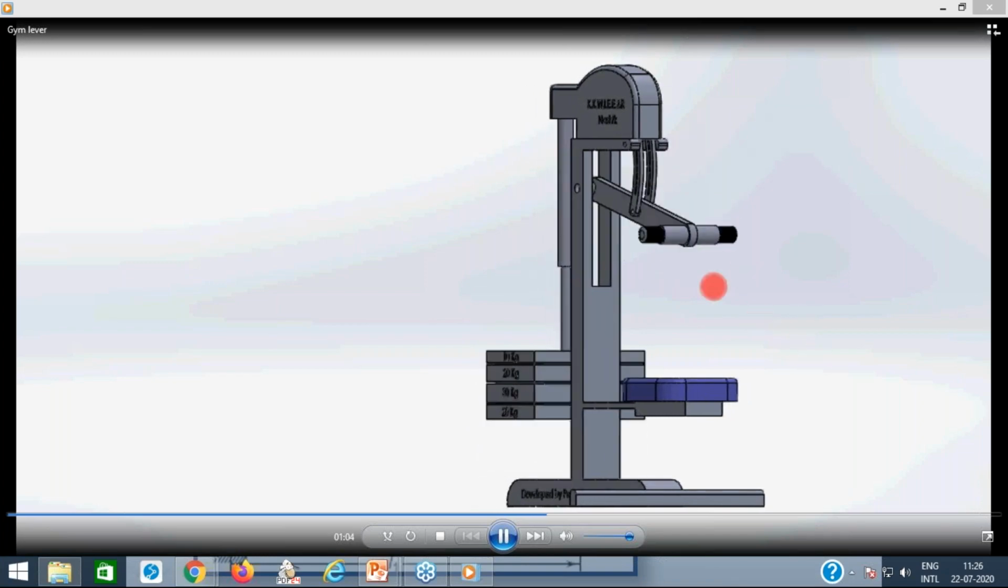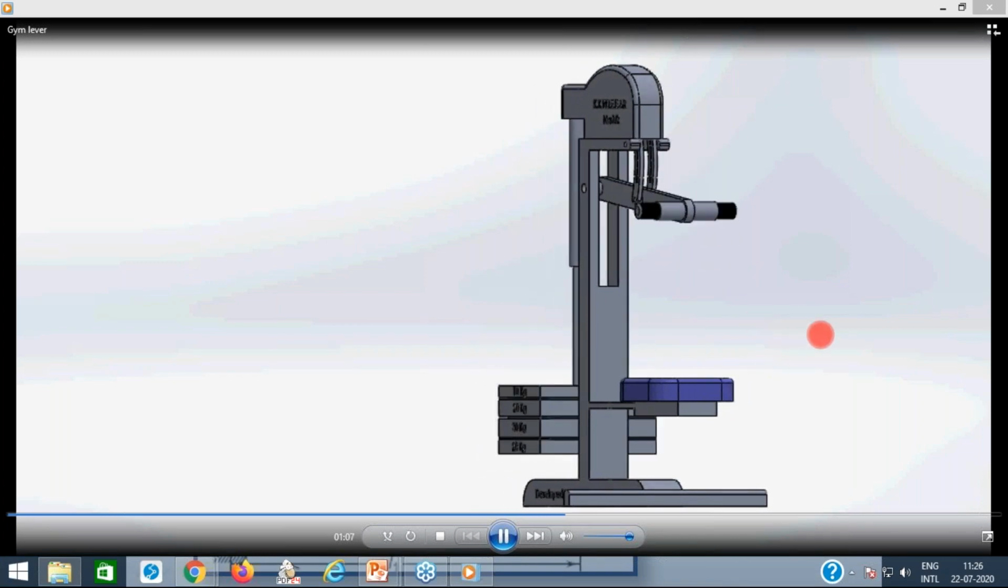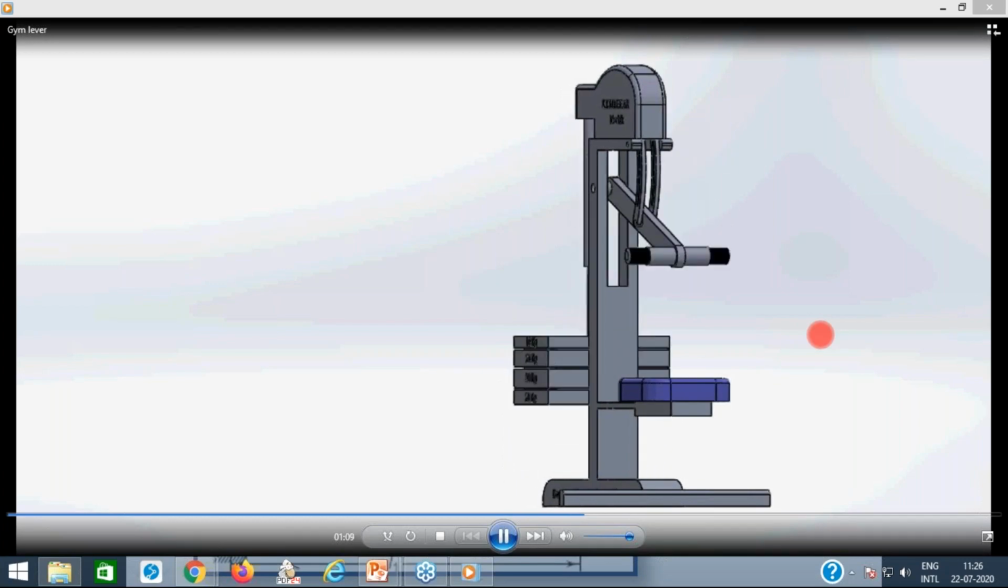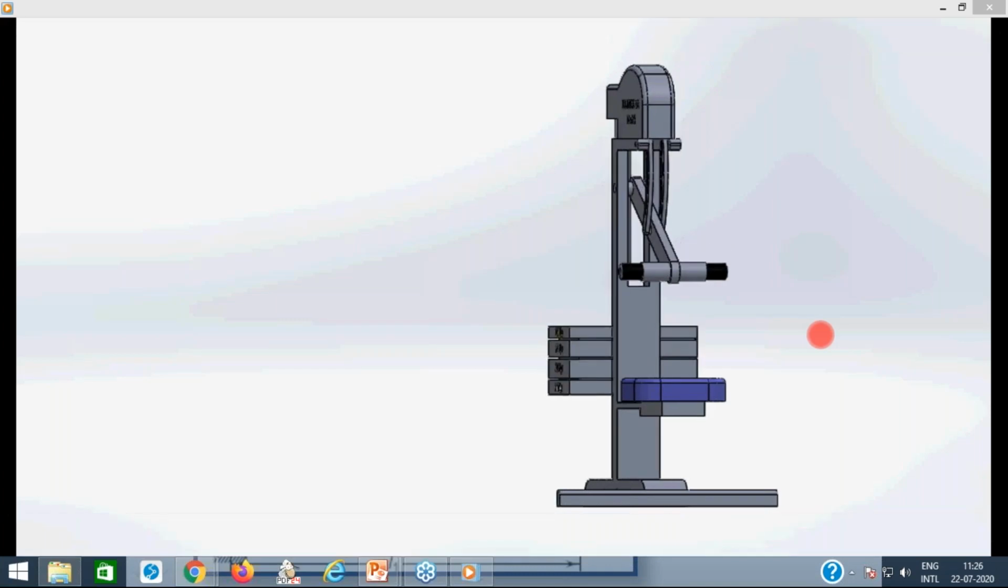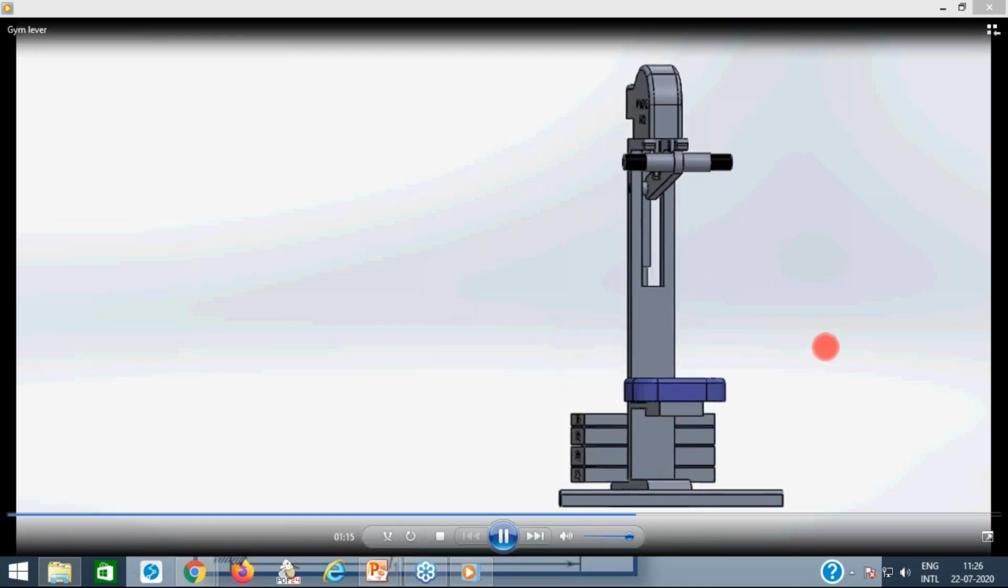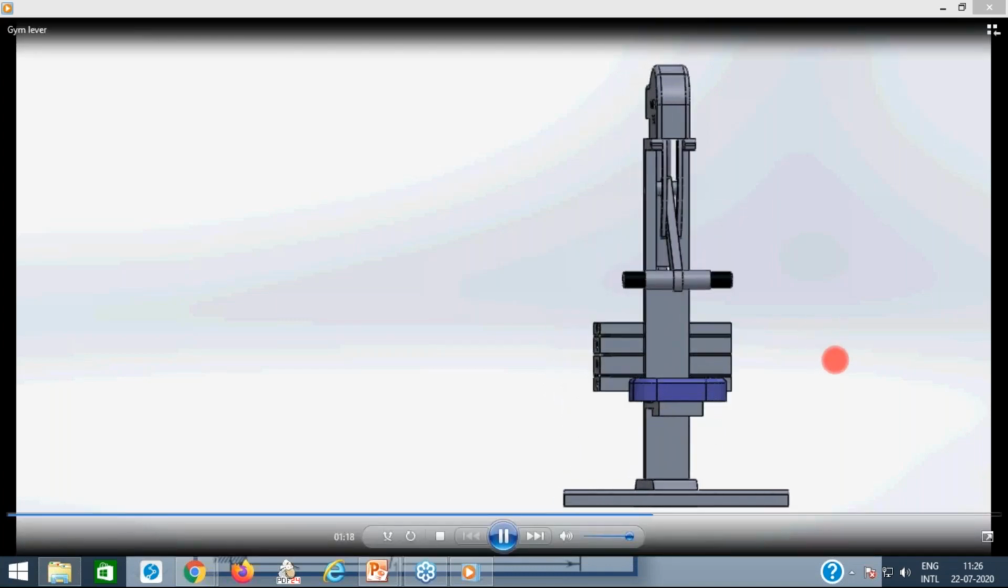Now look at this, how to hold it. This is the gym equipment, generally prepared for exercises of the shoulder. So you will find this lever is the second type of lever. Try to understand. Observe it.